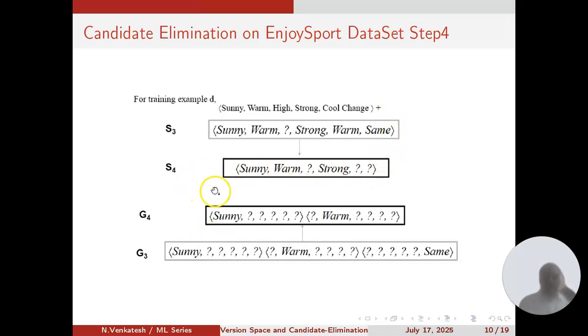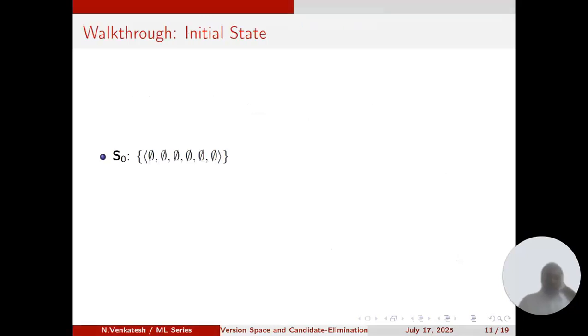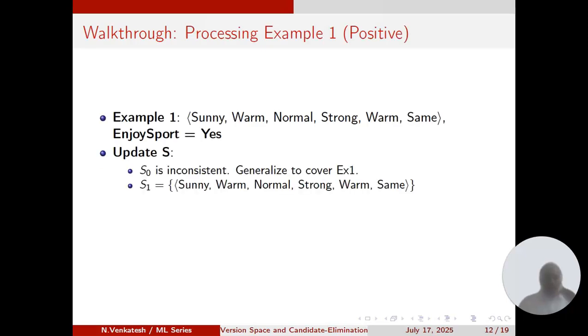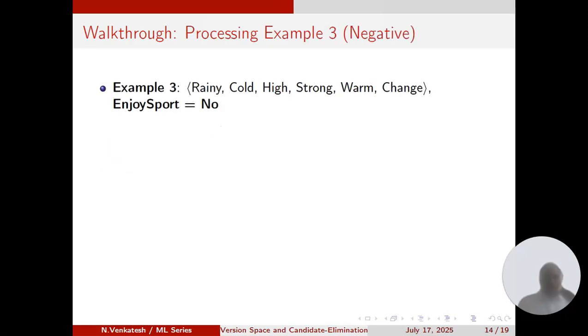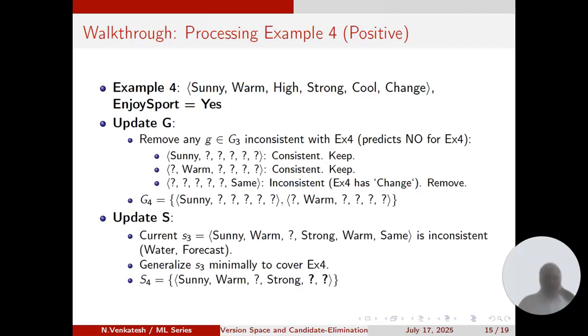So at the end we will get these 2 boundaries: sunny, warm, question mark, strong, question mark, {which is a specific boundary}, and a general boundary is sunny followed by all question marks, and warm followed by all question marks. Now, in detail how it finds, with an explanation we have given in these slides, and you can check it later.